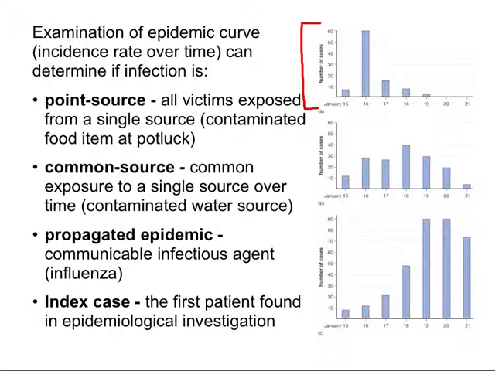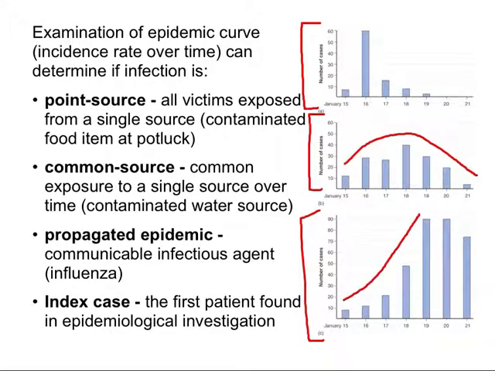The second figure illustrates a common source infection. Common source is where it comes from a common exposure to a single source over time. For example, we might have a contaminated water source in a particular town, and so many people are becoming infected. We see an increased number of infections over time, and then they drop off. A propagated epidemic, on the other hand, is by a communicable infectious agent, like influenza. The lower figure shows this, where we see a constant increase over time, an exponential type increase.